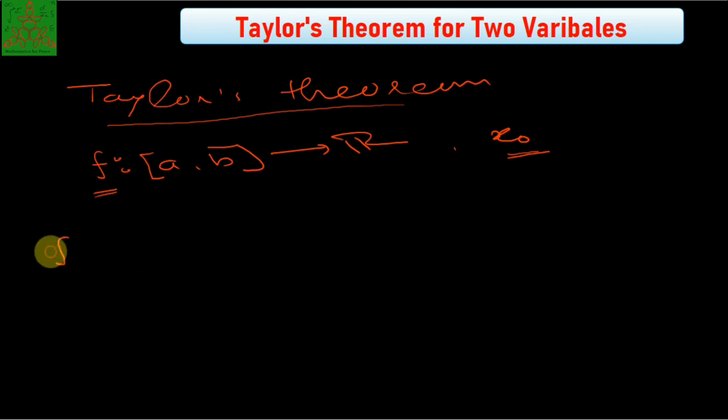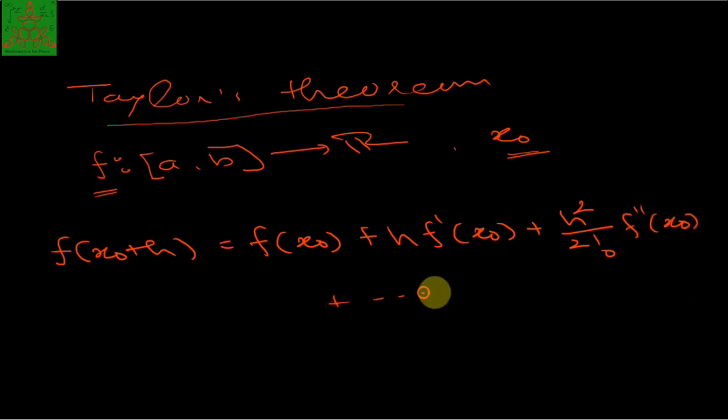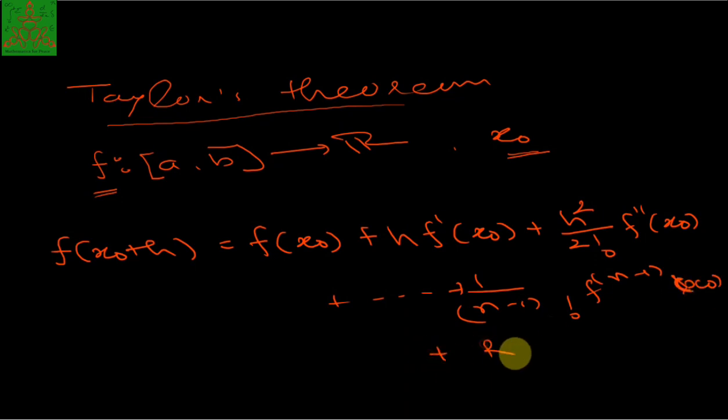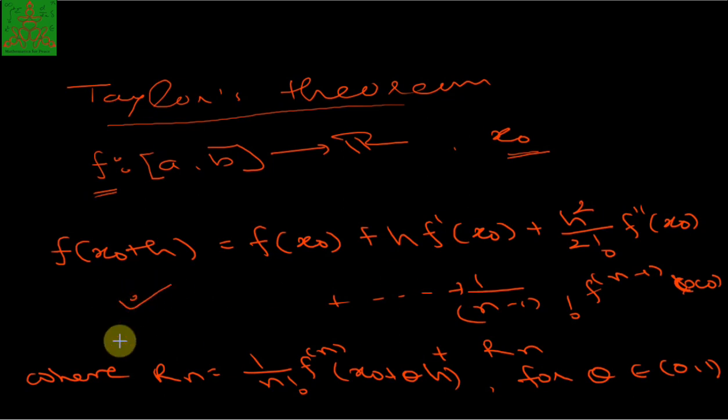Then you can write down f of x0 plus h is equal to f of x0 plus h into f dash of x0 plus h square upon 2 factorial into f double dash of x0, and so on. The n minus 1th term will be h to the n minus 1 upon n minus 1 factorial times the n minus 1th derivative of f at the point x0, plus Rn, where this Rn is called the remainder term, and the remainder term is nothing but 1 upon n factorial times the nth derivative of f at x0 plus theta h, for some theta belongs to 0, 1. This was the Taylor's theorem you have studied in your previous course.